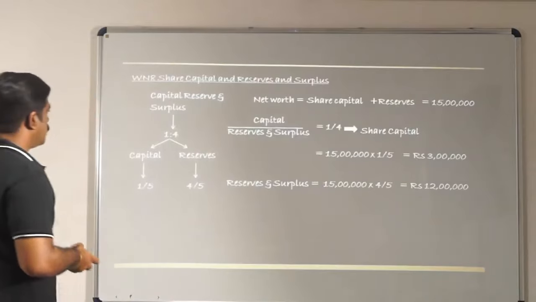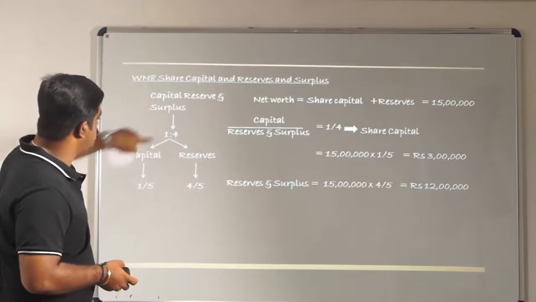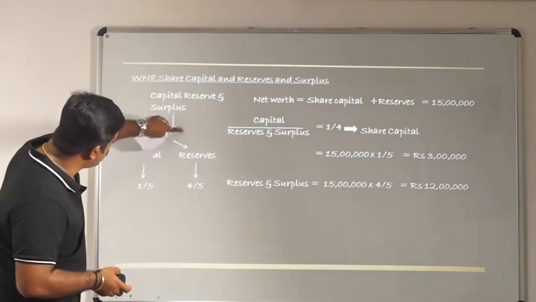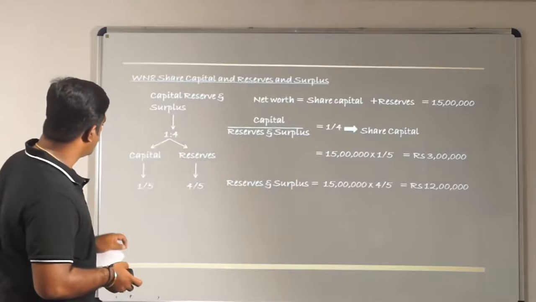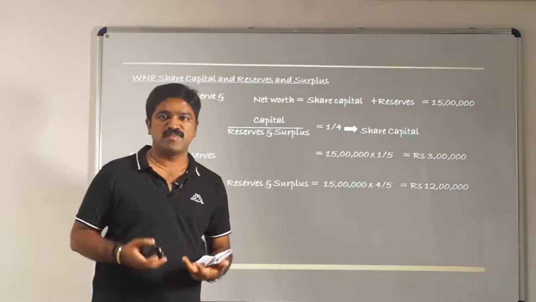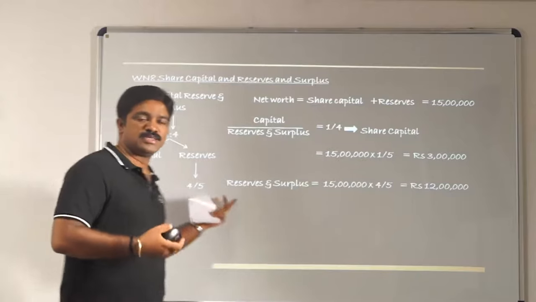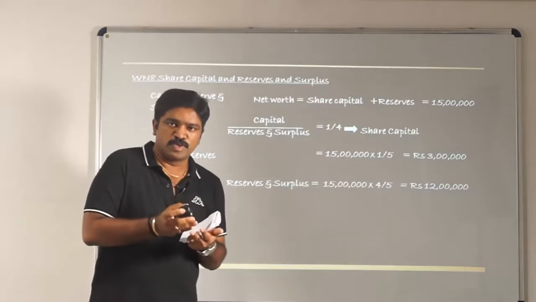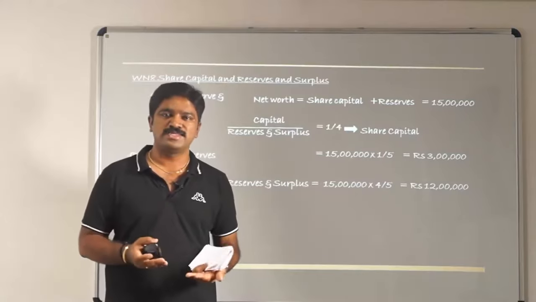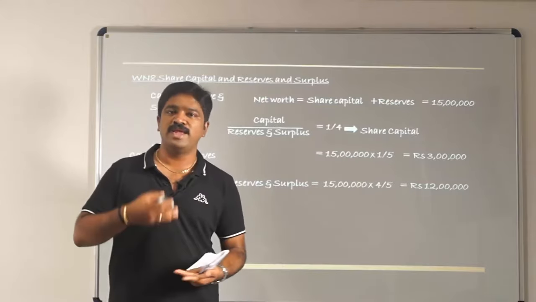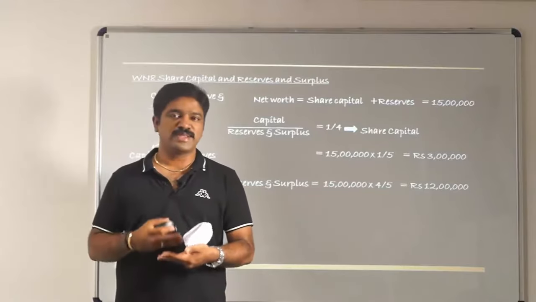Yeah. So here, have a look at this. Capital and reserves and surplus, the information you have in the question is 1:4. It means capital is 1/5. Reserves are 4/5. So both put together it means it's 5. Capital is 1/5, to put it rightly. Reserves are 4/5. It means when both are put together they are 5, and we know net worth is the sum of capital and reserves, and it's 15 lakhs. It means that 15 lakhs can be equated with 5. If 15 lakhs is equivalent to 5, what is 1, what is 4? If that can be done, then we are finished.